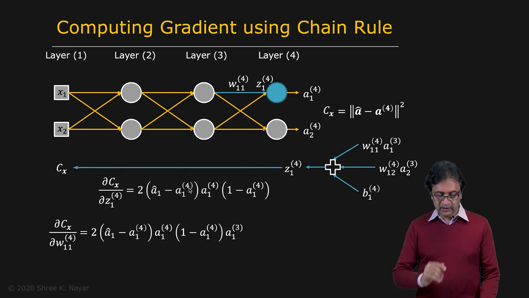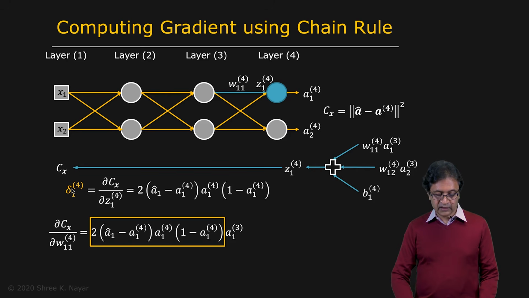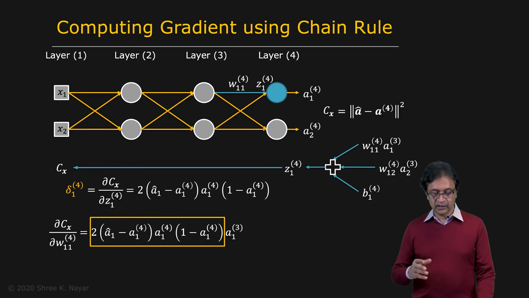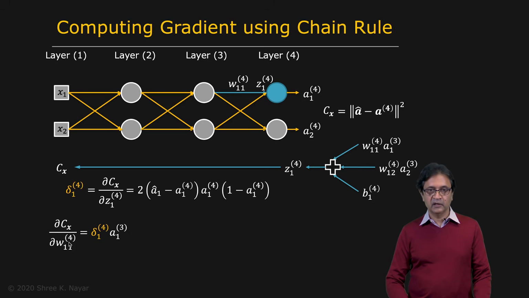So that's what that is. And so we are going to take all of those, which we can very easily compute. All we need to do is look at the activations of the output layer, and we get this term right here. And that term we are going to call delta 1,4. It's the delta associated with the first neuron of level 4 or layer 4. So now we have a very simple expression for the derivative of the cost with respect to W114.